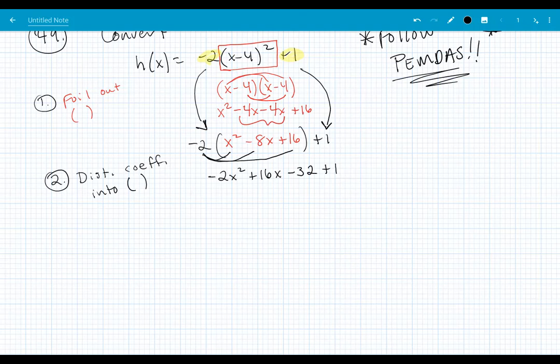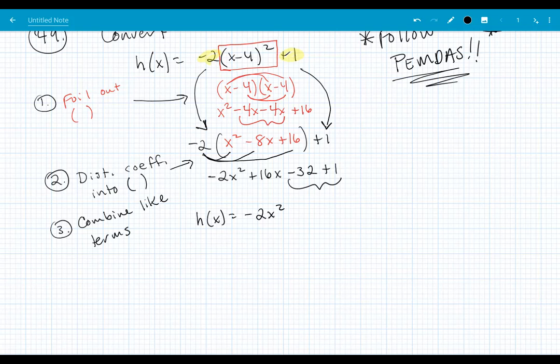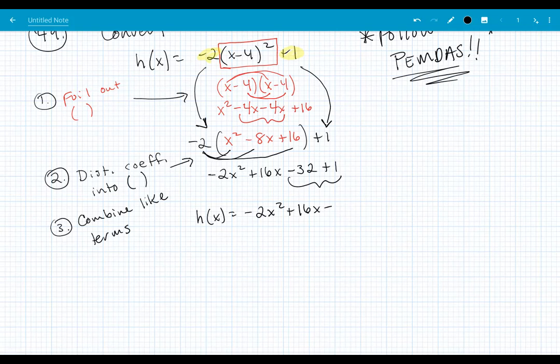Now, the last thing that we just got to do is combine like terms. Here's the FOIL, and then combine like terms, in particular these guys, negative 32 plus 1, which just gives me my final problem, which is h of x is equal to negative 2x squared plus 16x minus 31.